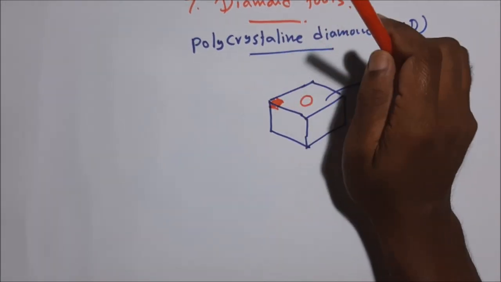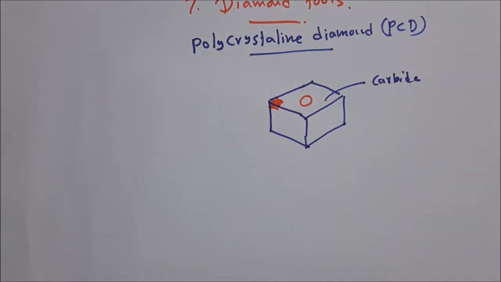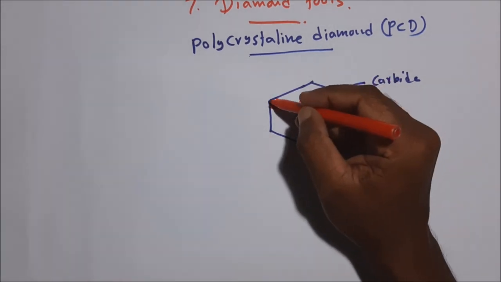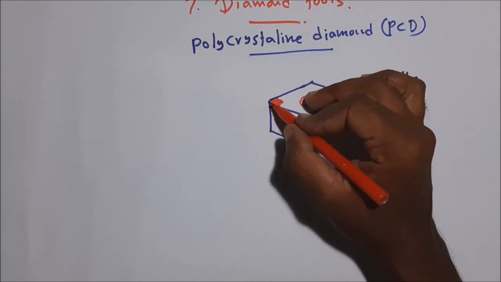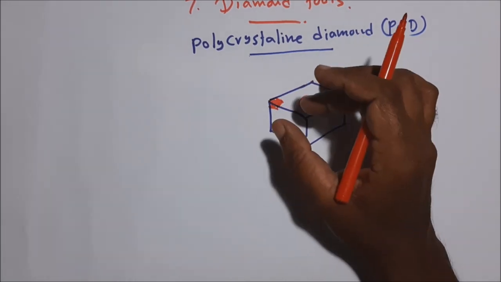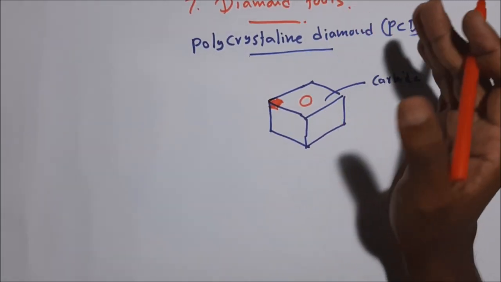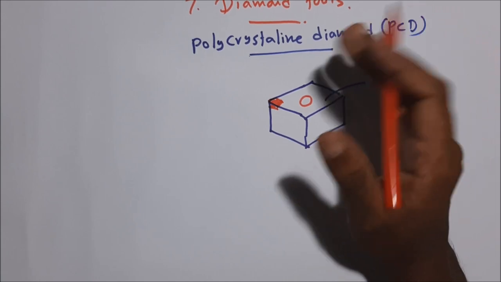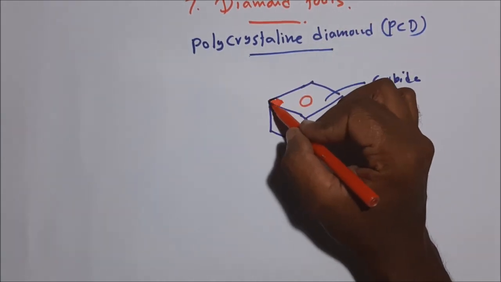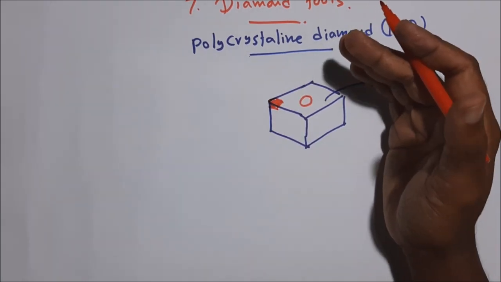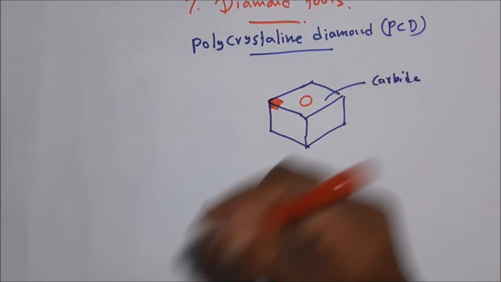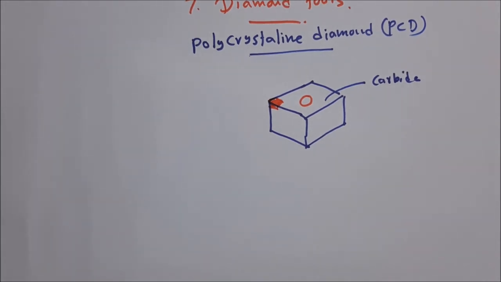Actually, this diamond tool is especially used for high speed cutting applications where accuracy is very critical. Because of its higher hardness, it can give longer tool life. That means the tool geometry does not change with machining time. This tip does not wear out with machining time; it's a very small wear. So in situations where dimensional accuracy is very important, diamond tip tools are used.